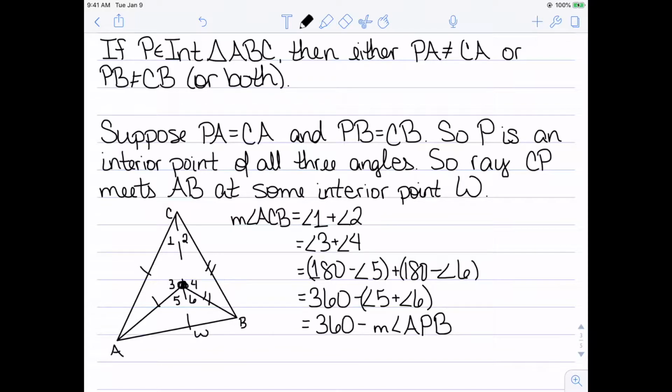However, I know all angle measures are less than 180, so I have 360 minus something that's less than 180, which is greater than 180. So now I have that angle ACB is greater than 180. And that's going to cause a contradiction. So at least one of these two things has to be false.